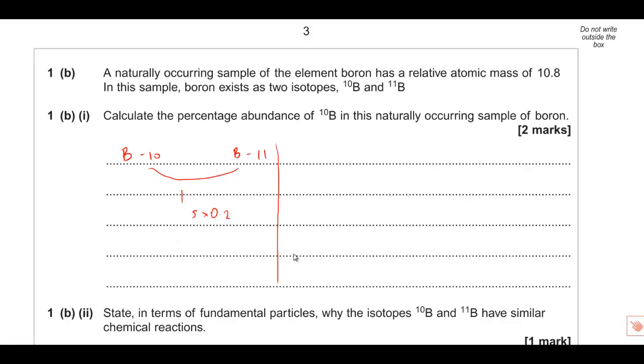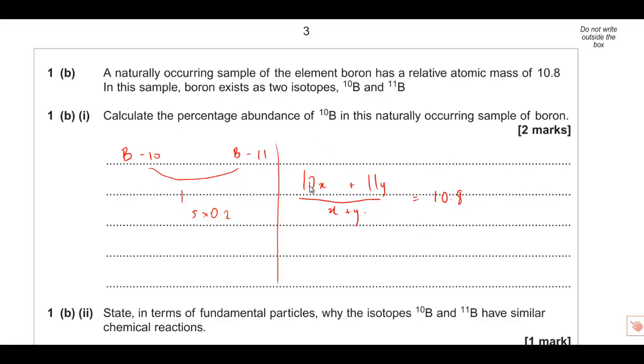Alternatively, there's another way of doing it. I've taken this directly from the mark scheme, which is another way to go about this, which is more algebraic, which is potentially a little bit more difficult depending on how you feel about your maths. It is to use the approach you'd use similarly for the mass spectrometer, in that we would look at our isotopic mass multiplied by the abundance over the total abundance of both of them, so in this case x plus y equaling our relative atomic mass.